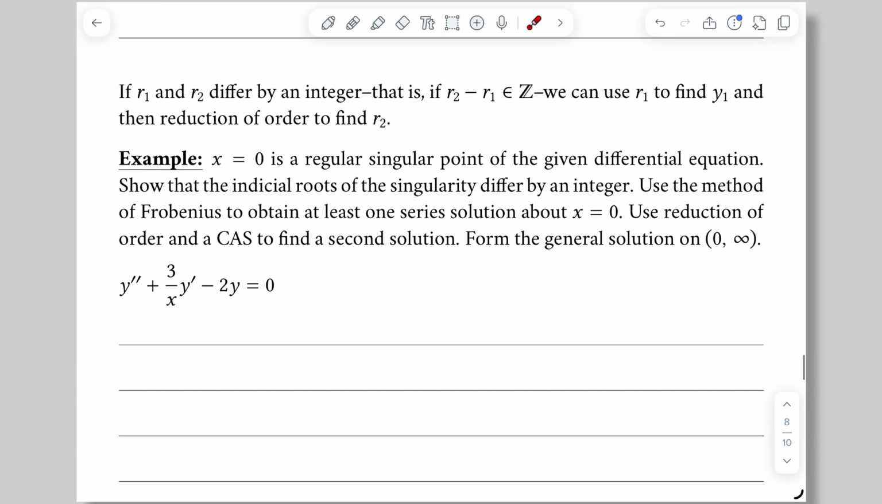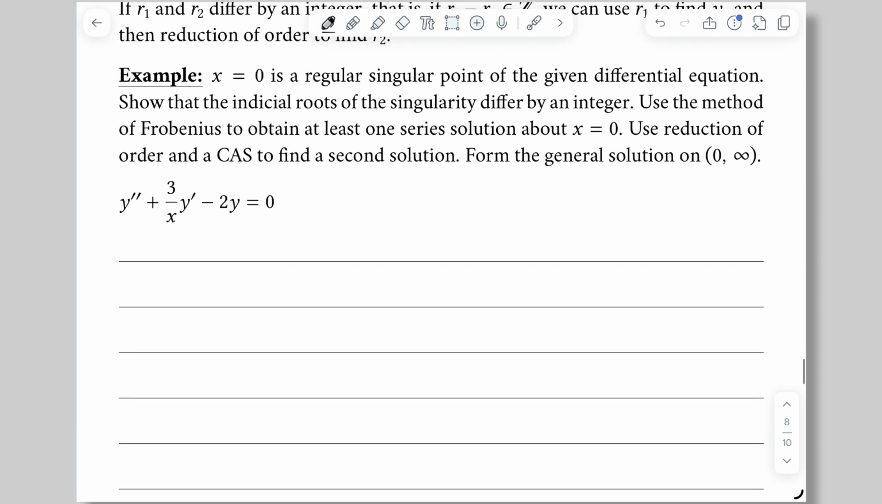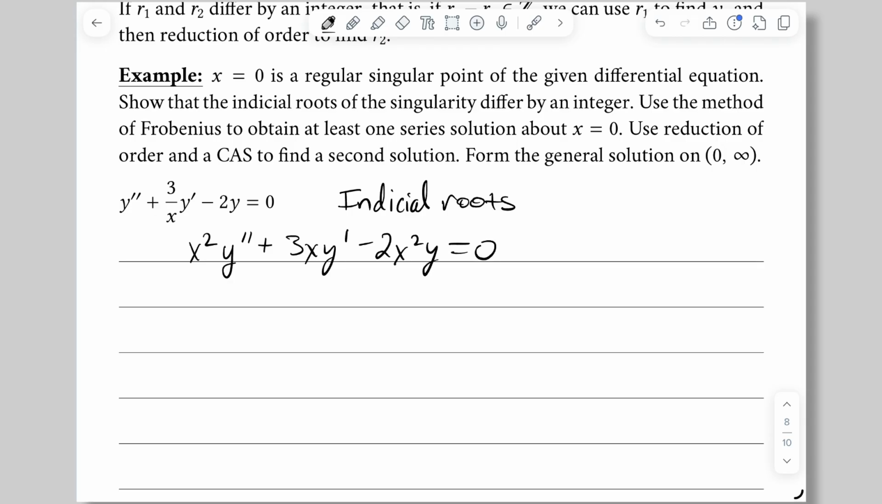It turns out if R1 and R2, the indicial roots, differ by an integer, then we can use R1 to find Y1 and then reduction of order to find R2. We're going to start our work finding the indicial roots. And remember, for finding our indicial roots, we want the first term to be x squared y double prime. So we need to multiply everything by x squared. We get x squared y double prime plus 3xy prime minus 2x squared y is equal to 0.